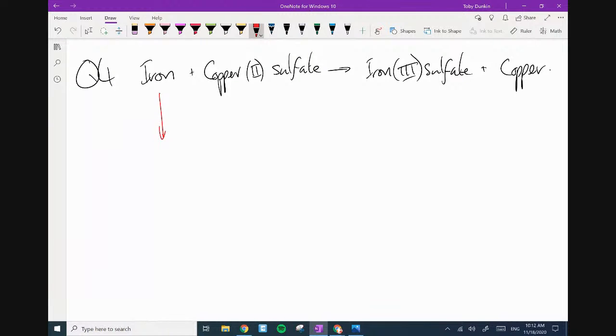Yeah, so step 1, iron metal. It's a metal. It goes in as a solid on its own. Right, I've got to build copper 2 sulfate. This is much harder. Cu2+ and SO4 2-. Right, they cancel out. That is CuSO4. Right, now I need to translate this one out.